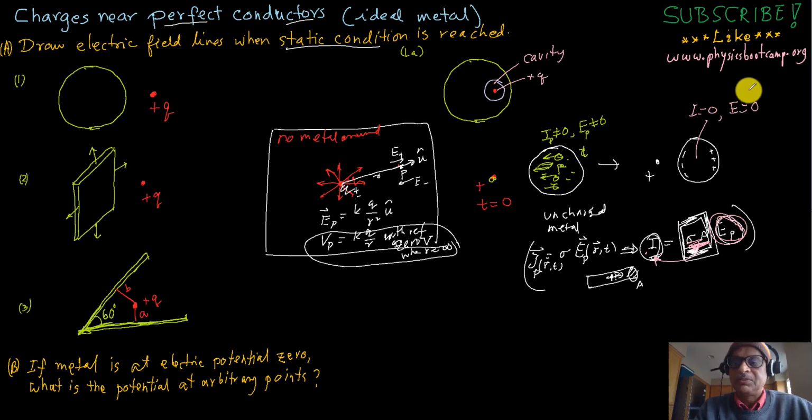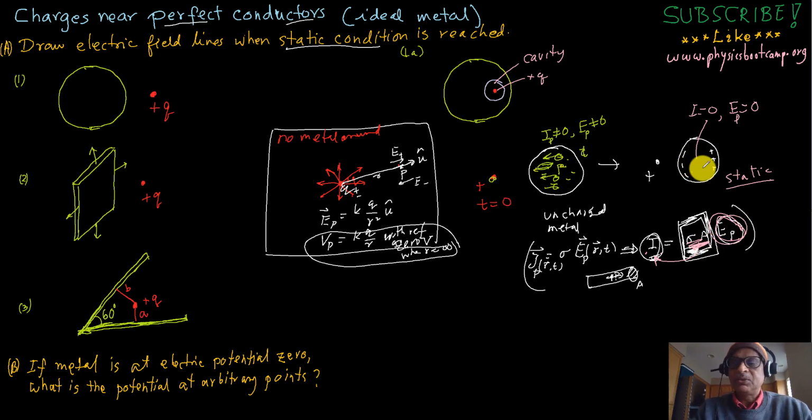Electric field equal to 0. So the electric field inside a metal, in the static situation, will be 0. This will be the case.